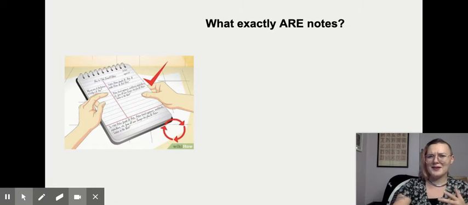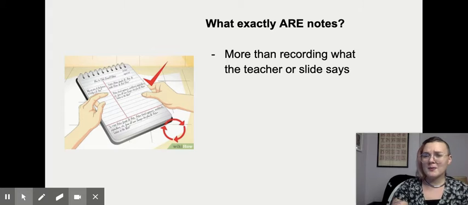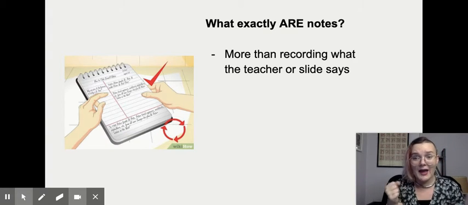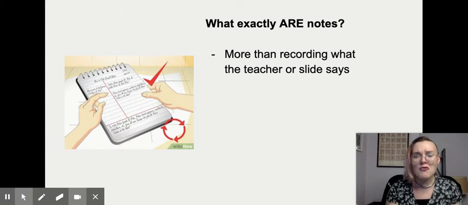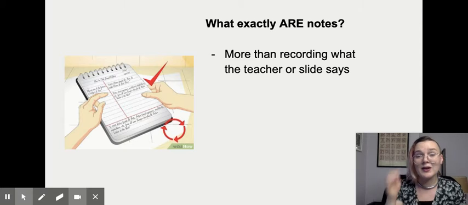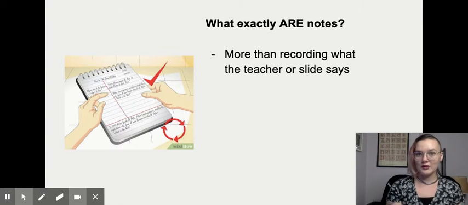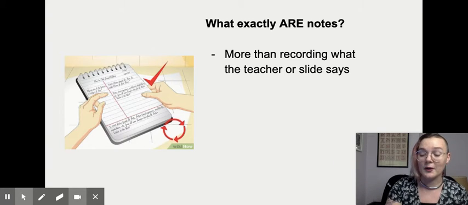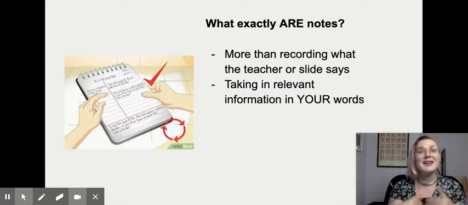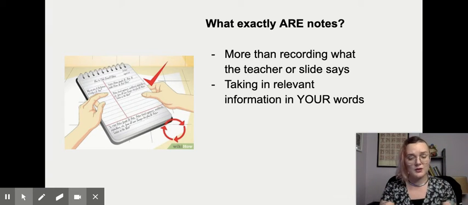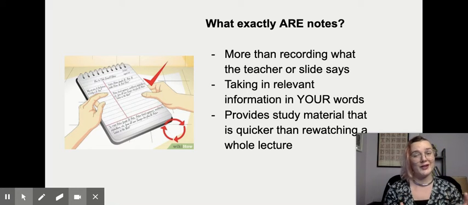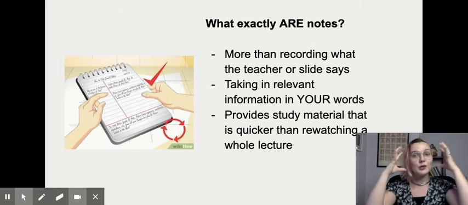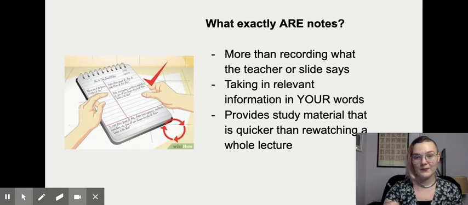Before we begin, though, what are notes? All the time I see students just writing down as fast as they can exactly everything that the teacher is saying, or trying to copy down exactly what the slide says. No, what a waste of your time. If we wanted you to take us word for word, we would just record it. If we wanted you to have the slide, we'd print it out for you. Instead, notes are when you take in the relevant information in your own words. It's going to provide study material that's quicker than rewatching a whole lecture, and it's also going to actually help you build meaning in your own brain.